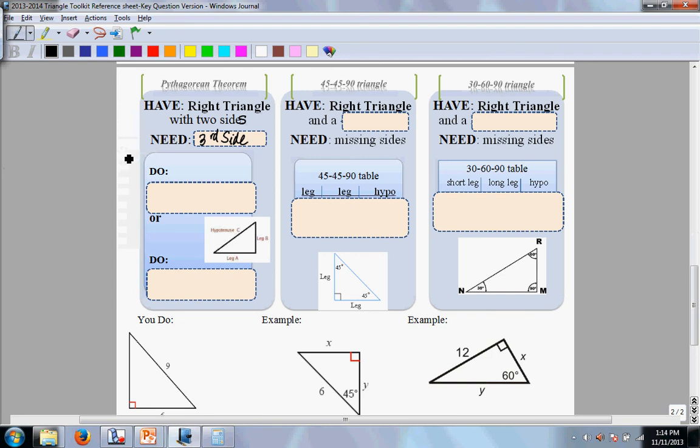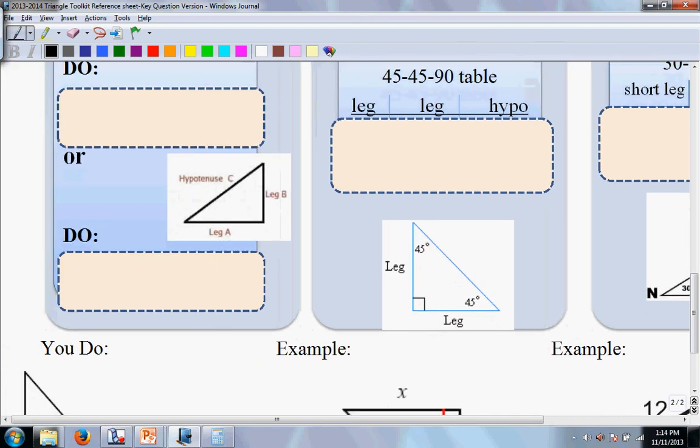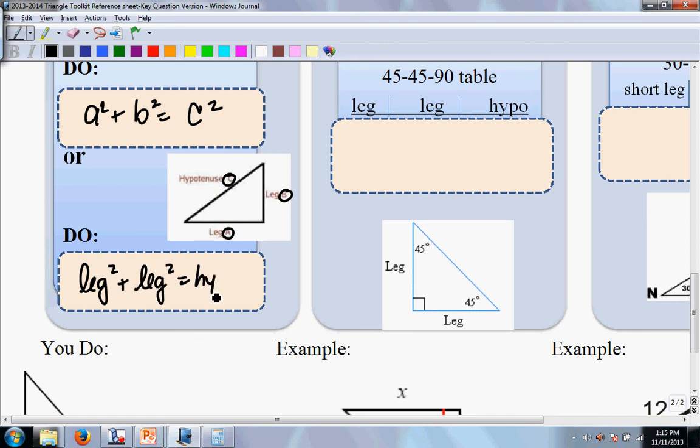The version you're familiar with is your leg squared A plus the other leg squared B equals the hypo C. So A squared plus B squared equals C squared. The version that I prefer to use is the descriptive version, which is leg squared plus the other leg squared equals the hypo squared.